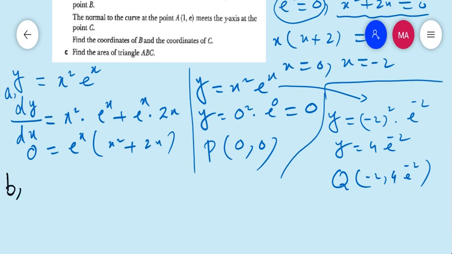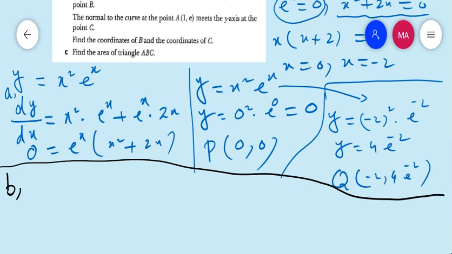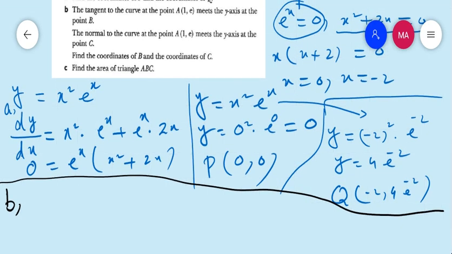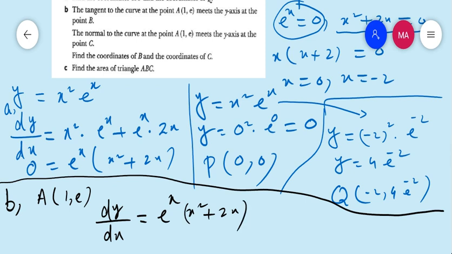Come to part B. Part B is what? The tangent to the curve at the point A (1, e) meets the y-axis at the point B. The normal to the curve at the point A (1, e) meets the y-axis at the point C. Find the coordinates of B and the coordinates of C. Very easy question. First we have to write the derivative which we just found in the above part. dy by dx is equal to e power x, x square plus 2x. This is the derivative.